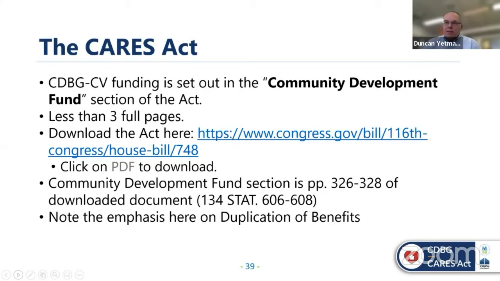Note the emphasis that Congress put here on duplication of benefits. That's important because if Congress put an emphasis on it, our friends at the GAO are putting an emphasis on it. Our friends at the Office of Inspector General are putting an emphasis on it. So be aware of that within the language of the Act itself.